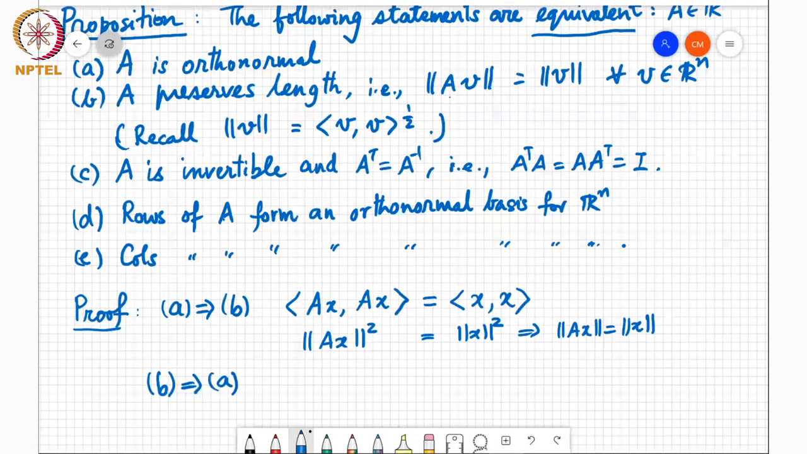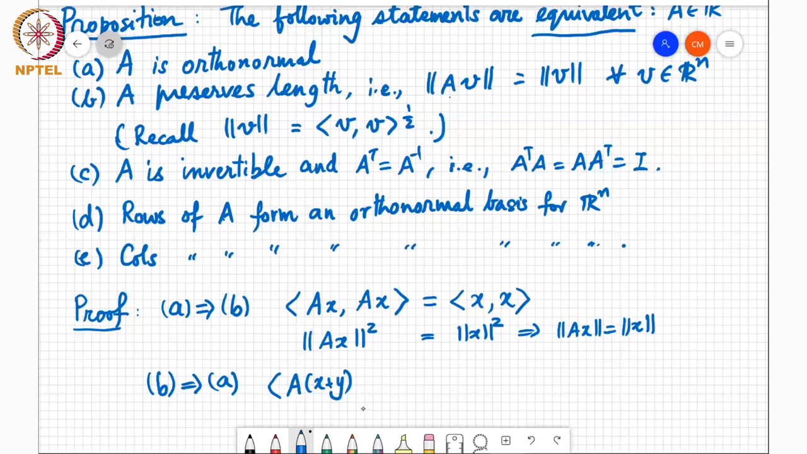What I need to do is I need to show that if A preserves the length, then A is an orthonormal matrix. That means that all inner products are unchanged by multiplication by A. So what I'll do is, I'll consider. Sir, could you explain how inner product of AX with itself is equal to inner product of X with itself? That's from the definition.